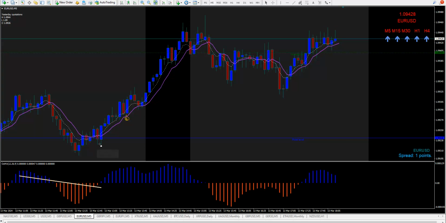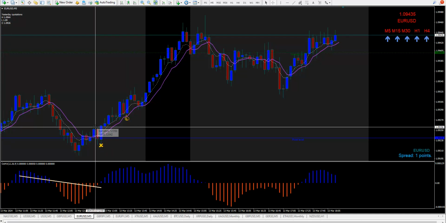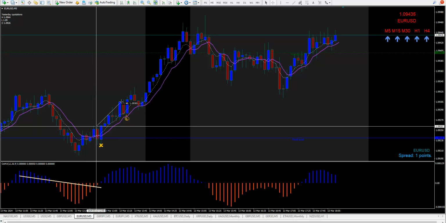We have a hookup right there. It closed below the 2 moving averages. Then the next one went up. When this one closed up here, you would have bought it right there. Okay, and up it went. 4 pips. Oh, 7 pips. Can I get 10 pips, man? Is 10 pips too much to ask for?